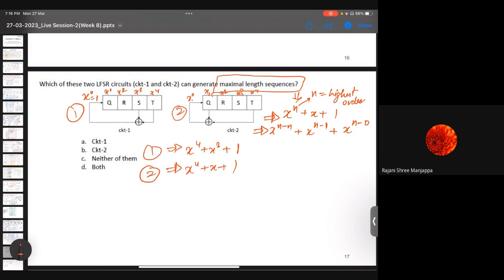Am I not audible or you are not responding? Am I audible? Okay, okay. So I just wrote what polynomials can generate the maximum length sequence. So it should be in these types of polynomial.